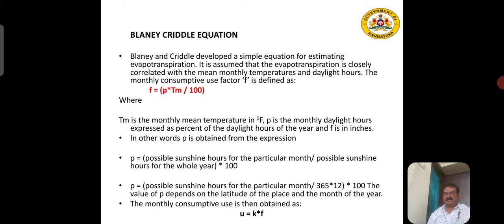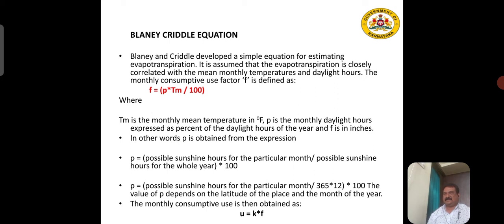Sometimes P is obtained from the expression P is equal to possible sunshine hours for the particular month divided by possible sunshine hours for whole year into 100. That is, possible sunshine hours for the particular month divided by 365 into 12 months into 100. The value of P depends on latitude of the place and month of the year. The monthly consumptive use is then obtained by U is equal to K into F.